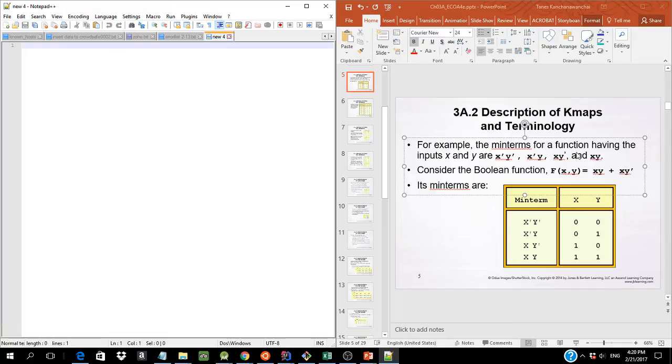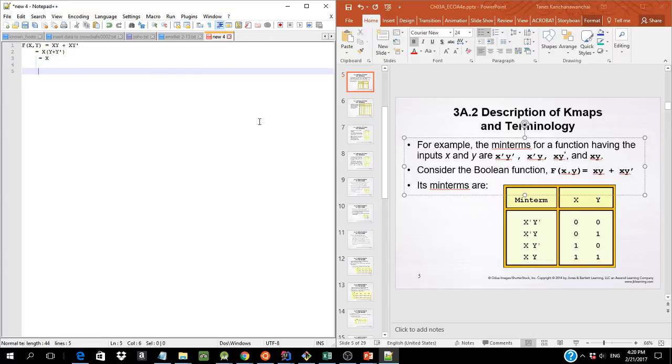So we're going to try to simplify this. How do we do that? We can factor x, that should be an easy one. So f(x,y) equals xy plus xy prime. We factor x out, we have y plus y prime. So y plus y prime gives you what? 1. So we have x.